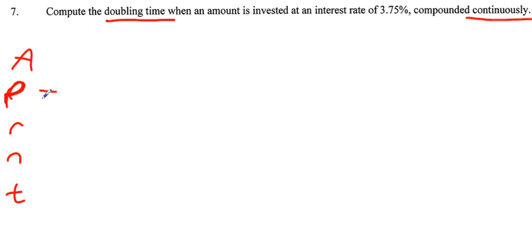We don't really know what we're starting with, so we'll say 1. And the amount that it's going to double to is 2. For every $1, it doubles to $2. It doesn't matter what values you put there. If you invested 10,000, it would double to 20,000, which is going to reduce to 2. It doesn't matter when you divide. So just do 1 and 2 for double.